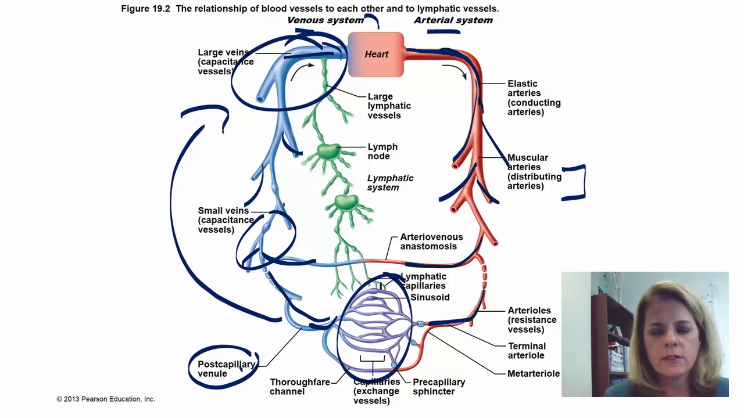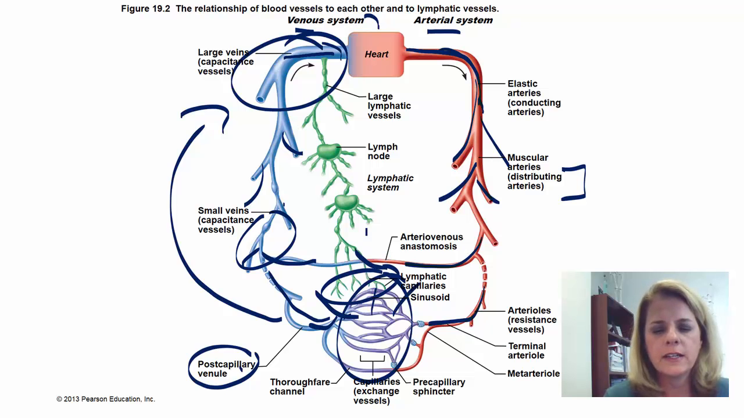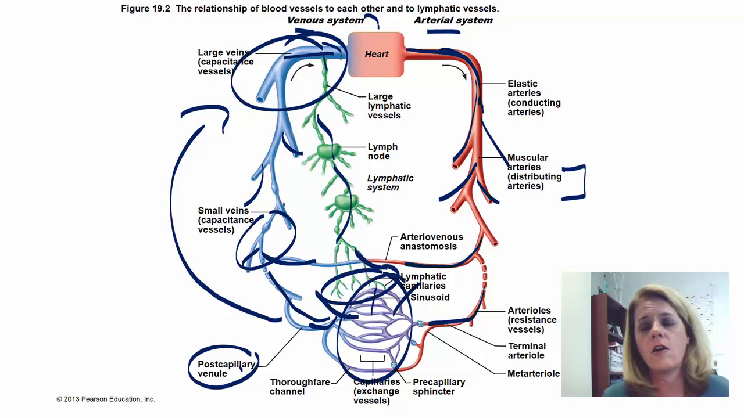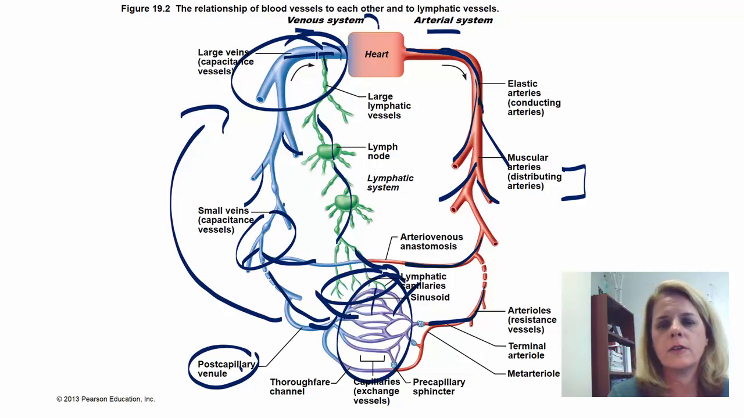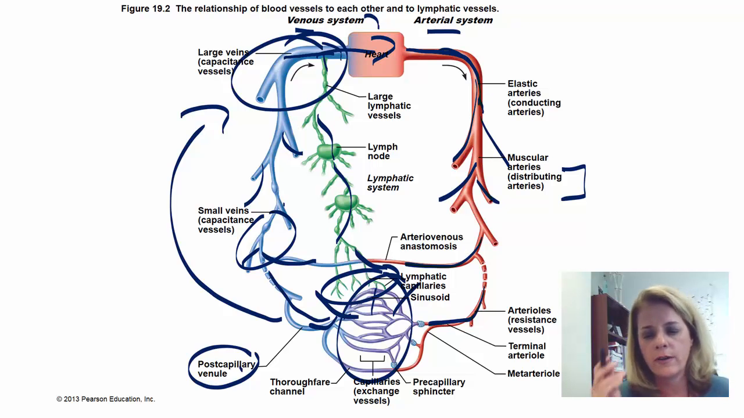The lymphatic system is going to have the terminal end of the lymphatic system near the capillary. So as fluid leaves the capillary, it'll be collected by the lymphatic system and carried back up to the heart through the vena cava, and it'll be dumped right back into the heart and back into circulation. So that's what this closed circuit looks like. Okay, so you have a heart, you have arteries, and you have veins.